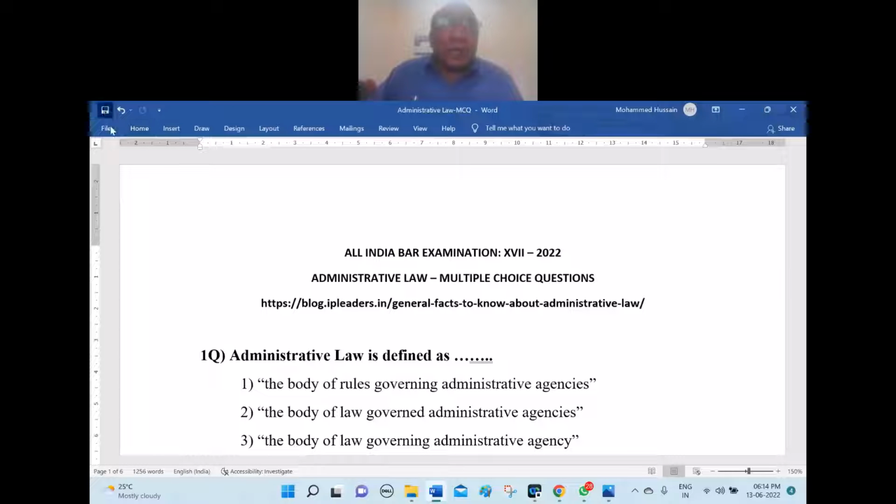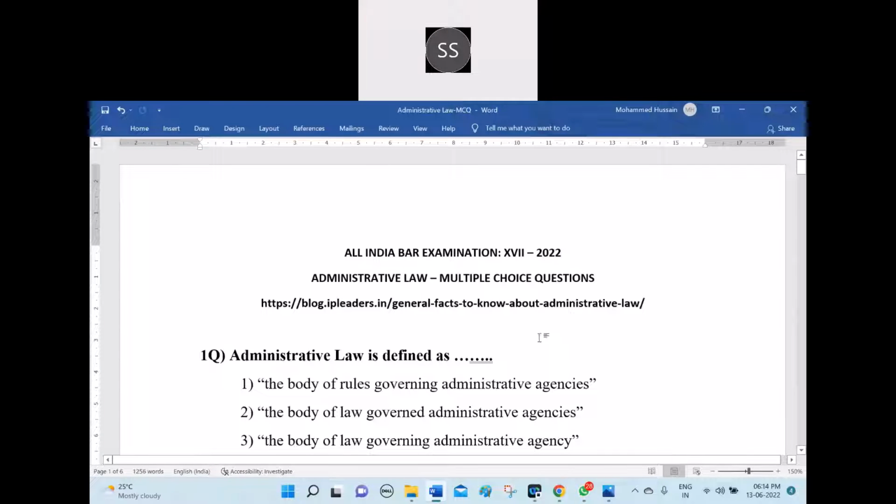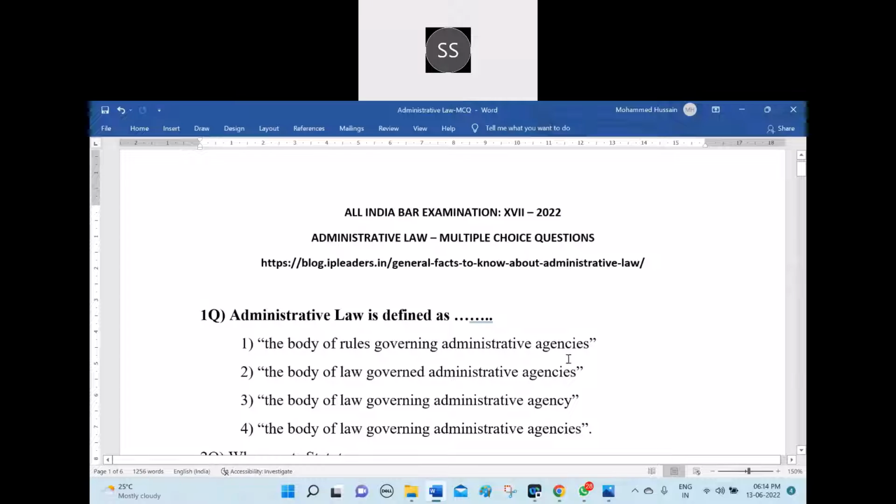First question: administrative law is defined as dash. Number one, the body of rules governing administrative agencies. Number two, the body of law governed administrative agencies. Number three, the body of law governing administrative agency. Fourth, the body of law governing administrative agencies. Which option is correct among the four? 1, 2, 3, 4.